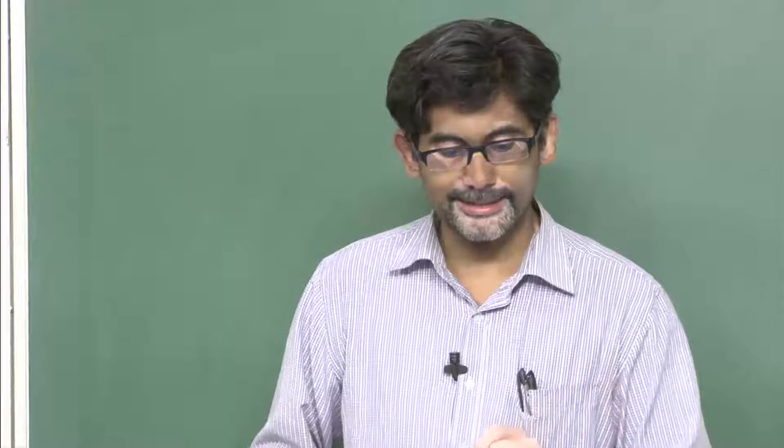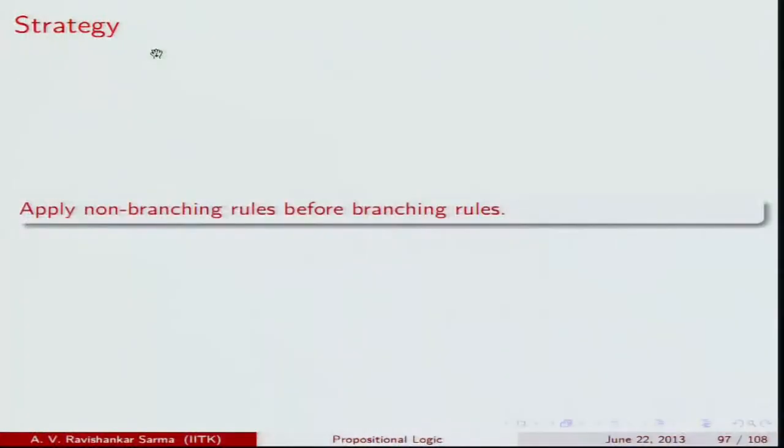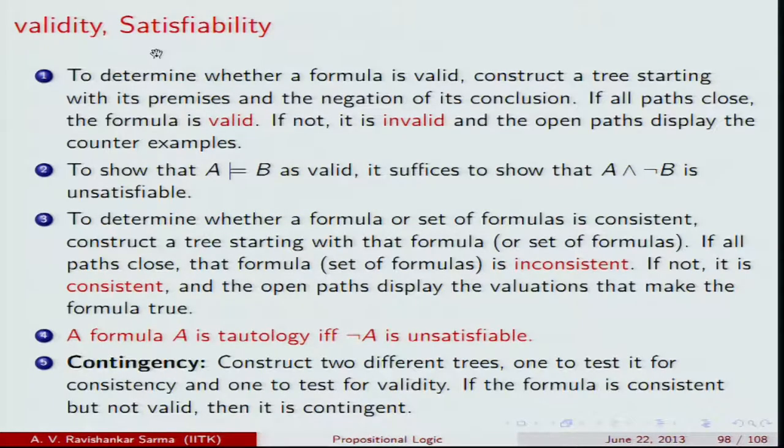So a proof has to end in finite steps. Of course it should take a finite amount of time, then it is considered to be an effective kind of proof. But once you start with non-branching rules, of course you will get the answer, but the number of steps will be more. Informational economy cannot be maintained if you use branching rules first over non-branching rules. That is the reason why we follow this strategy, that is, always apply non-branching rules before the branching rules. Now we defined all these things in the context of the truth table method.